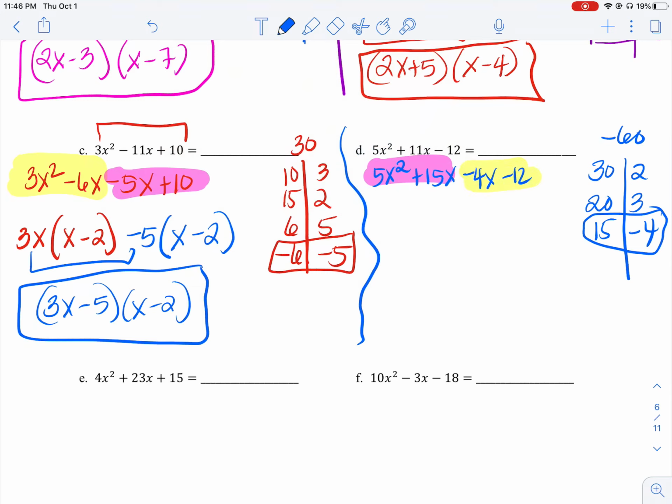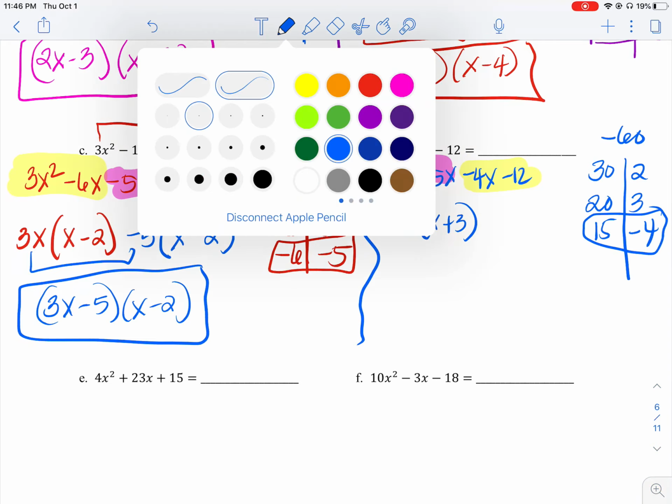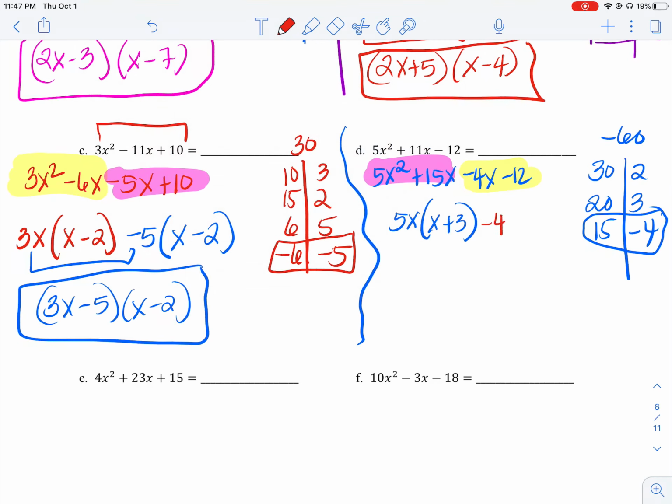So what's common? 5x is common. So that gives us x plus 3. Let's verify. 5x times x is 5x squared. 5x times 3 is 15x. Good. We are good to go. Moving on. We have a negative 4x plus 3. Let's verify. Negative 4 times x is negative 4x. Negative 4 times 3 is a negative 12. Combine these two, you have 5x minus 4 and an x plus 3.